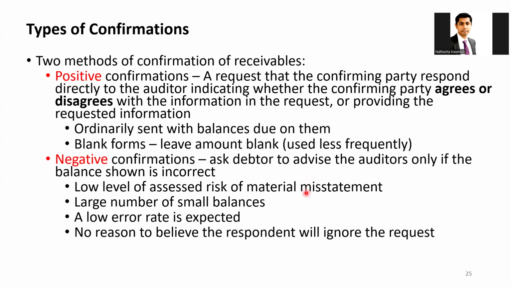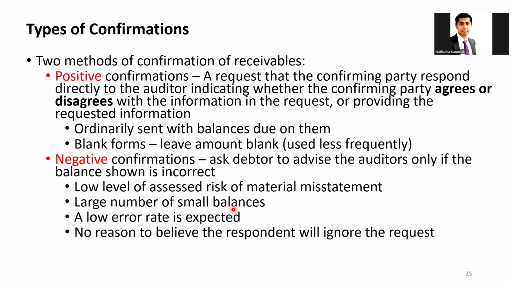We can use these negative confirmations when the risk is very, very, very low. So actually we are not relying on the external confirmations. That's okay, even if they don't send, because we have confirmed the balances already. Or the large number of small balances. When there are thousands of small debtors, sometimes we are asking, okay, if they don't agree, just reply and confirm. If you agree, just keep it, because of the small balances. Maybe a low error rate is expected.